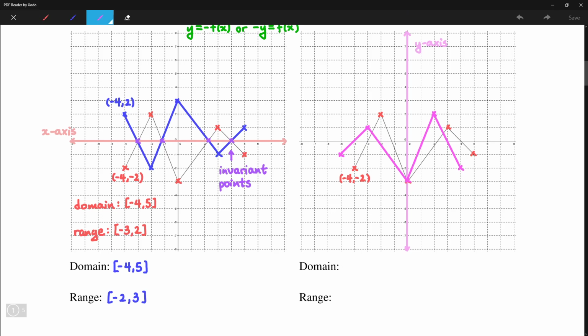In this case, we have 1 invariant point, (0, -3). And we'll be looking at a more precise definition of what an invariant point is in just a little bit. Okay, so the domain this time is what changes, of course. So instead of having -4 to +5 as the domain, it will now be -5 to +4.